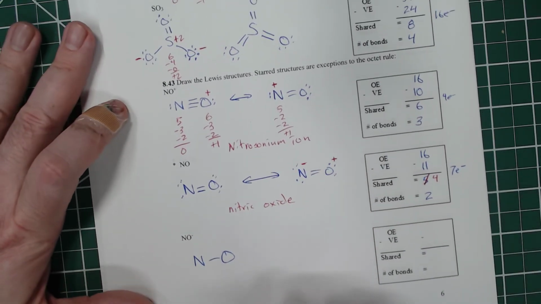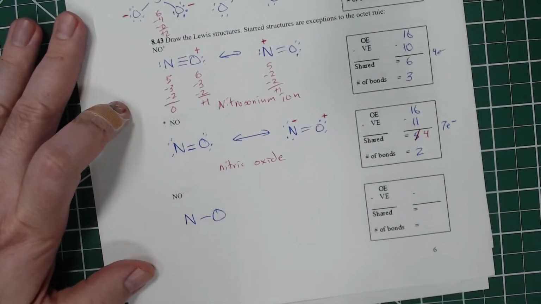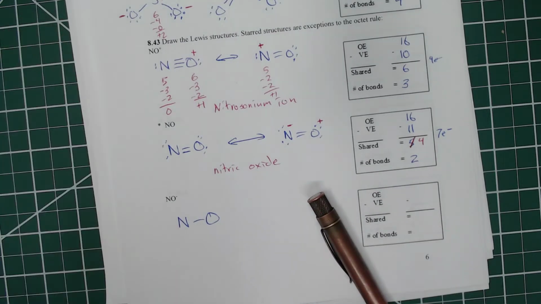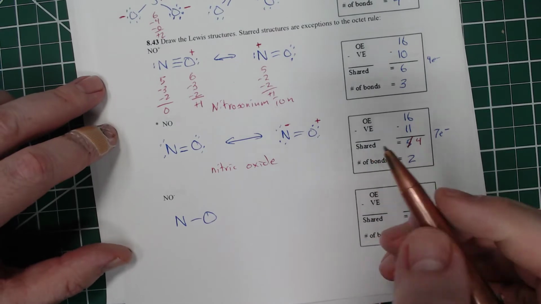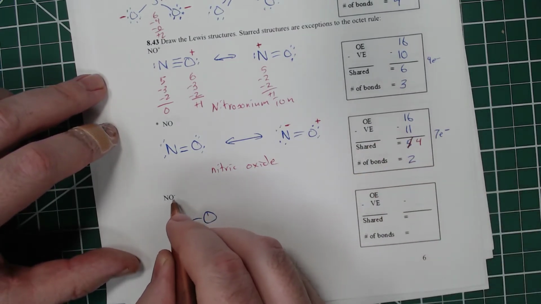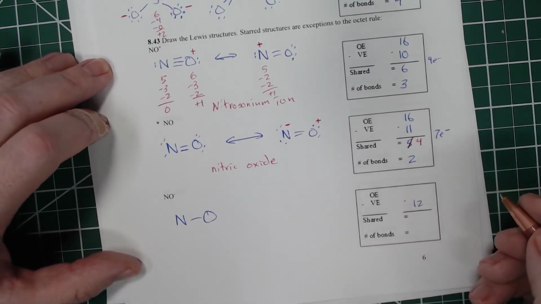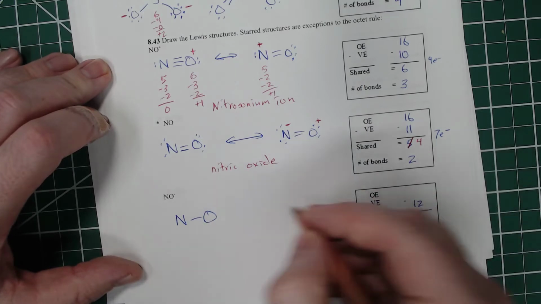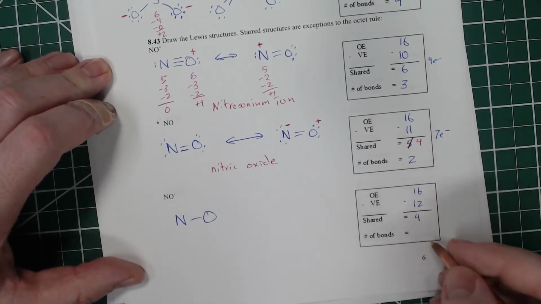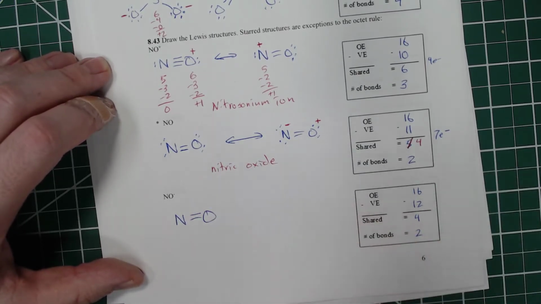Okay, so next we've got NO minus. All right, so we've got NO minus. 5 electrons plus 6, that's 11, but then there's a negative 1 charge, so that's 12. When it comes to octet electrons, 8 and 8 gives us 16. 16 minus 12 gives us 4 shared. That's 2 bonds. So we'll have another bond there.